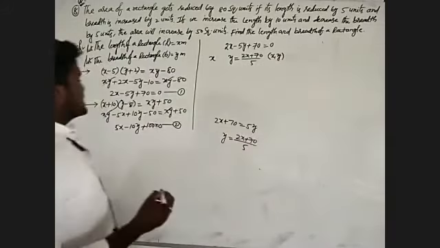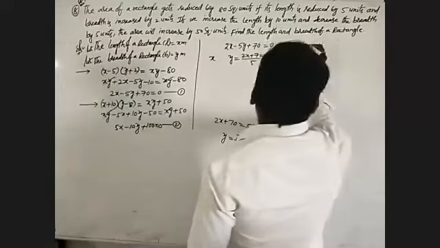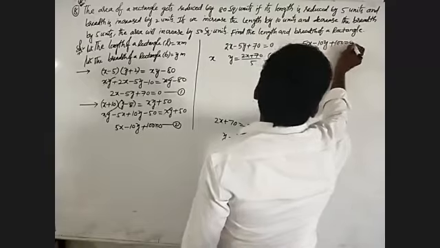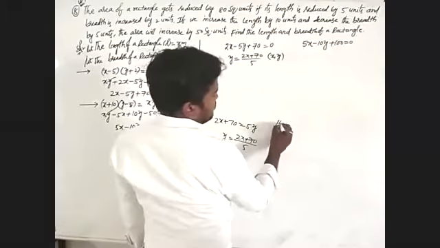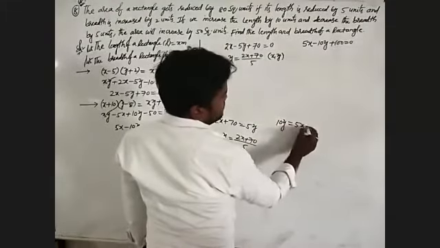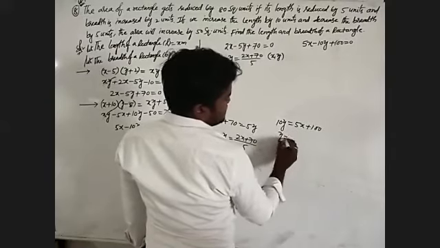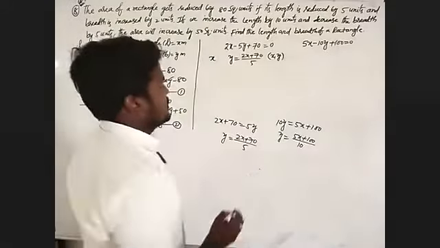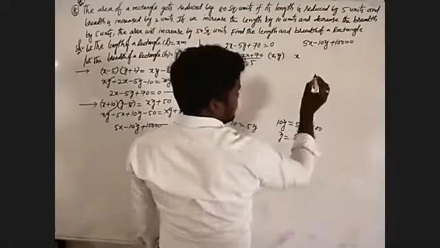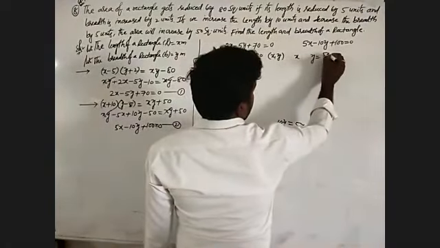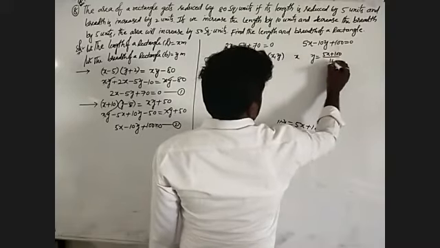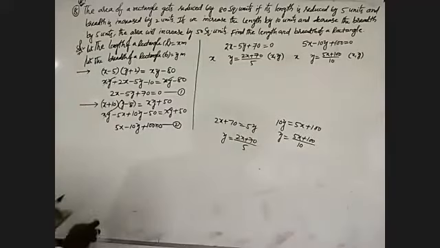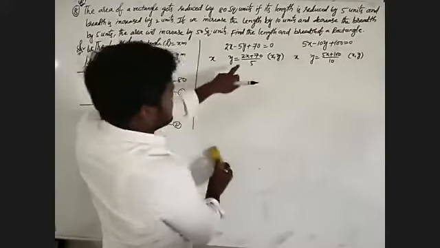And also the second condition is 5x minus 10y plus 100 becomes 0. Minus 10y moves to that side, so we write 10y is equal to 5x plus 100. After that, y is equal to 5x plus 100 by 10. Here we consider some values of x. y is equal to 5x plus 100 by 10. Finally, we write x comma y. Let us consider some x values and substitute in this one.